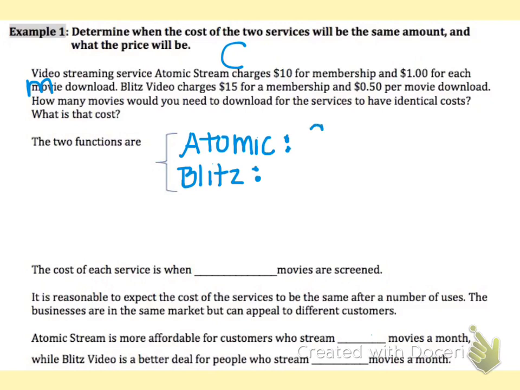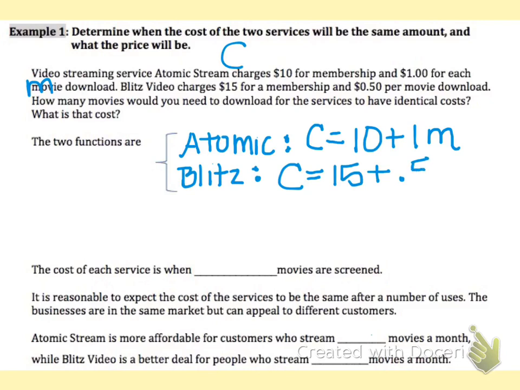So Atomic, I could describe like this. We have a starting amount of $10, which is like your y-intercept, and you're adding $1 for every movie. You can write it as $1 if you want, or just leave it as 1 in this case because it's $1 per movie. Now Blitz would be: the cost is equal to $15 plus 0.50 times M, so 50 cents per movie.